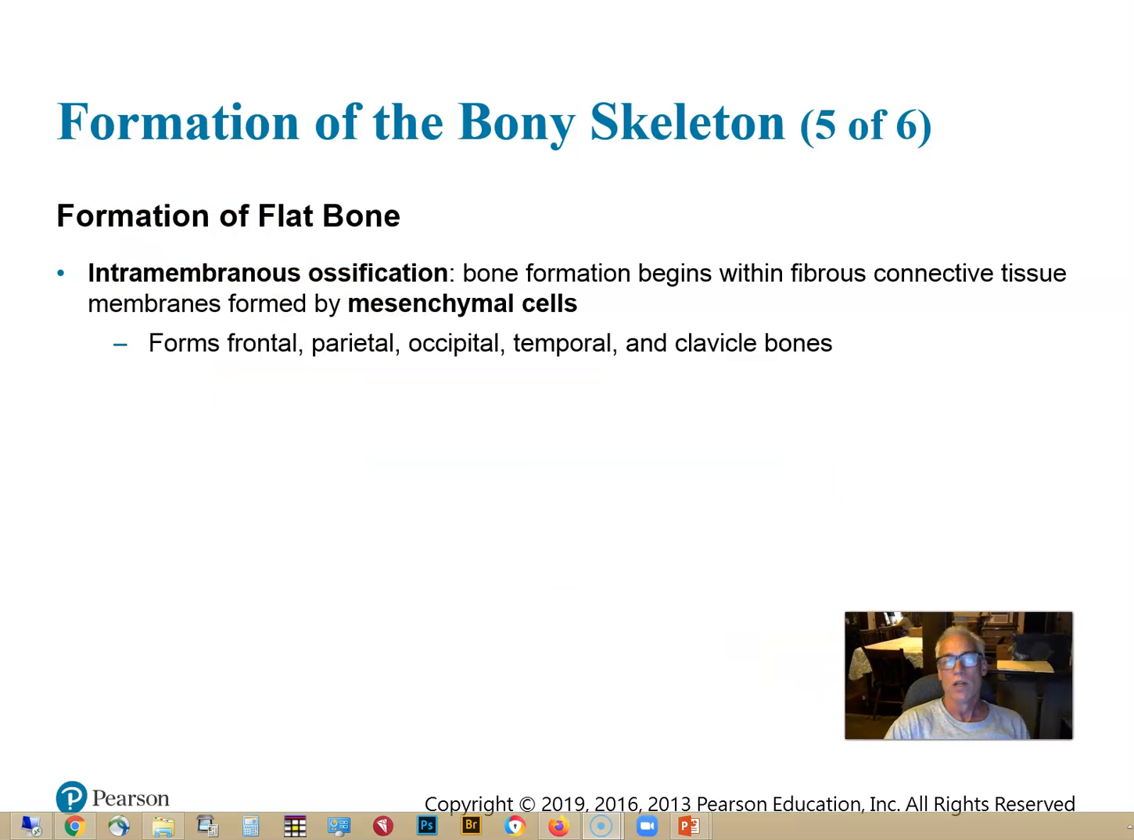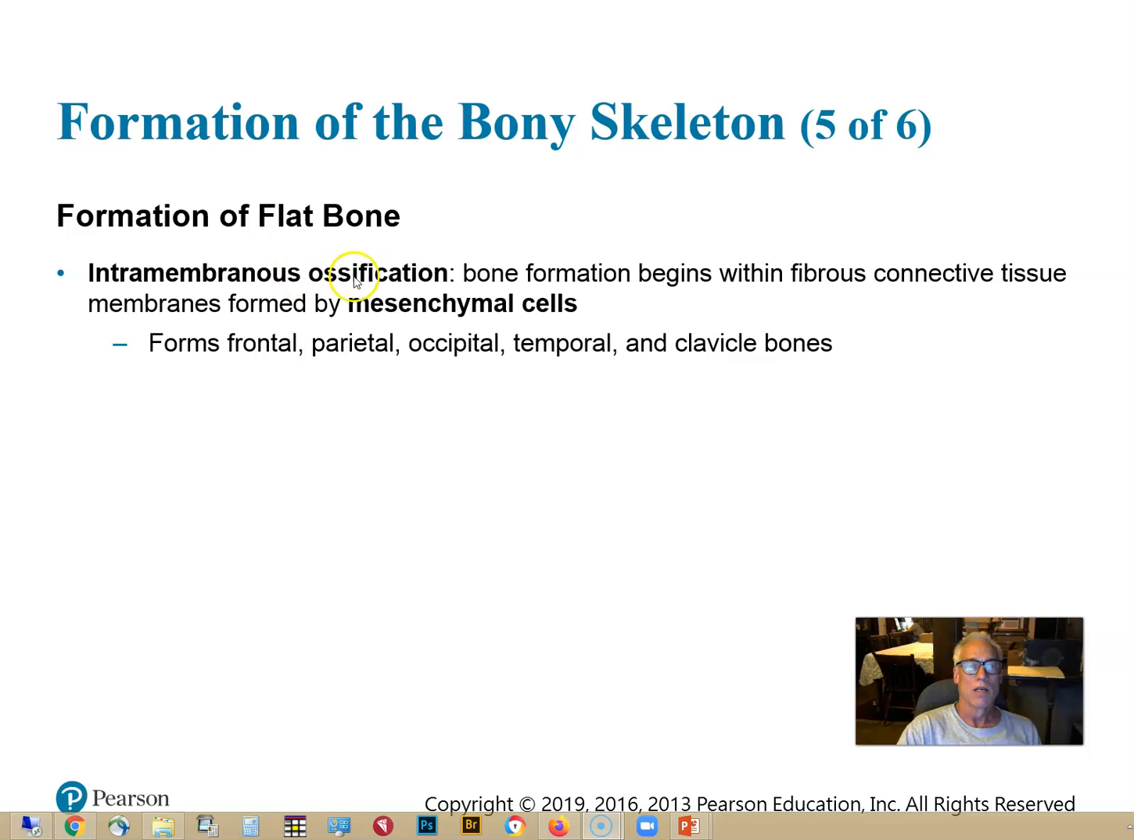Okay, formation of flat bones. This is not the only way flat bones can form, but this particular developmental process is called intramembranous ossification. In this case, instead of starting out with a hyaline cartilage model, we start out with a model made of fibrous connective tissue, probably equivalent to dense irregular connective tissue proper, but it's not called that because it's called mesenchymal tissue. In the embryo and in the fetus, everything has its own terms.